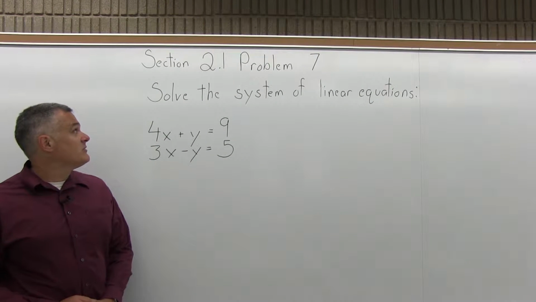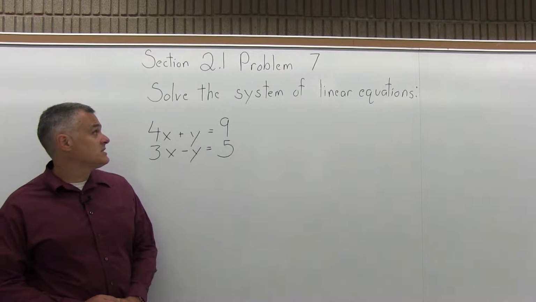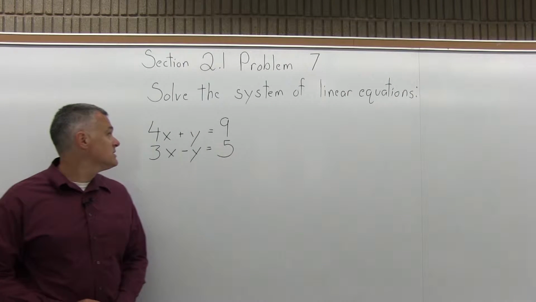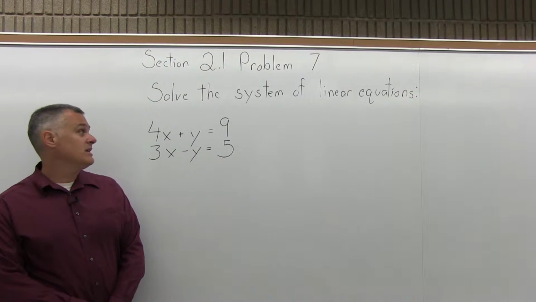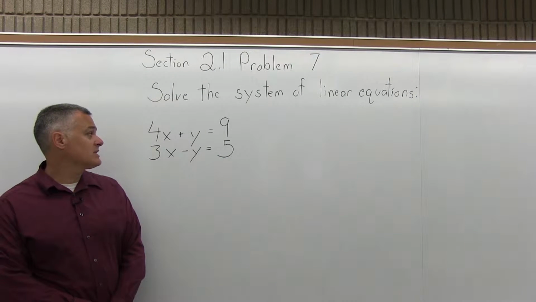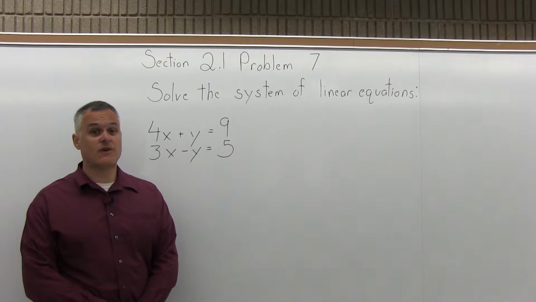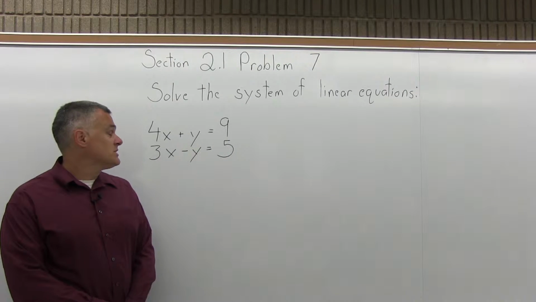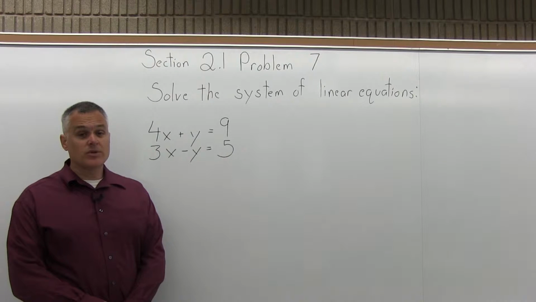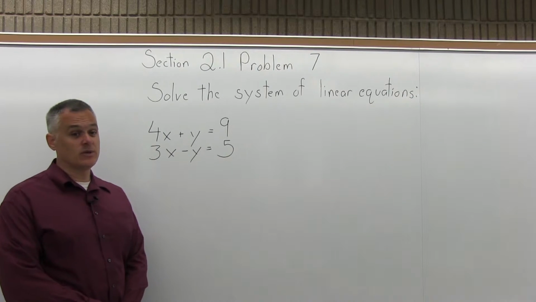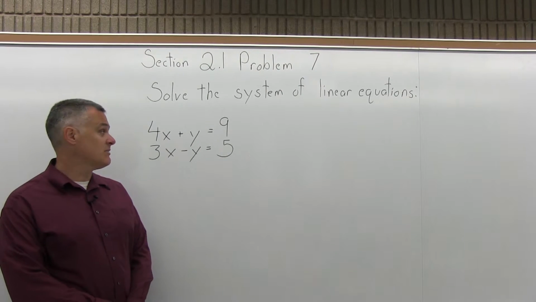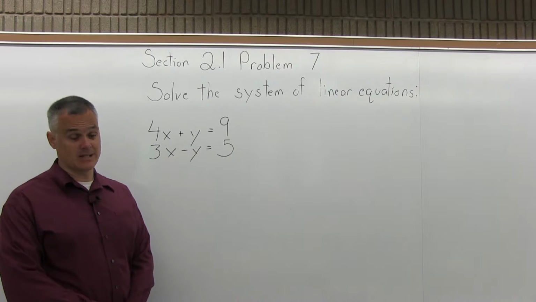This is Problem 7 from Section 2.1. Solve the system of linear equations 4x plus y equals 9 and 3x minus y equals 5. So step 1 is multiply one or both equations times some value so that one of the variables will have the same number in front but with opposite signs.